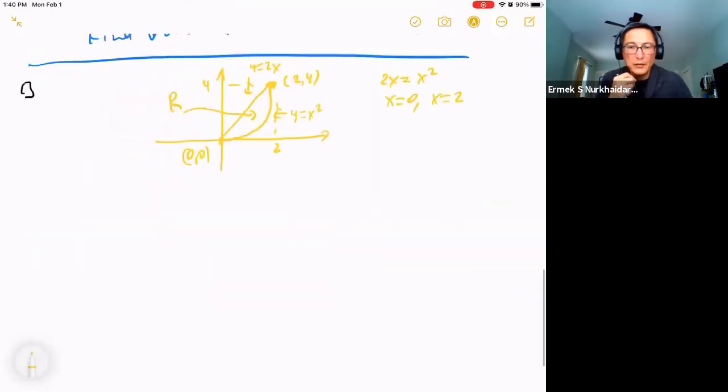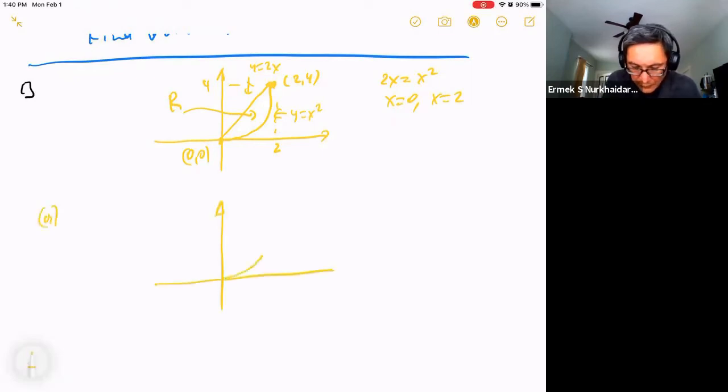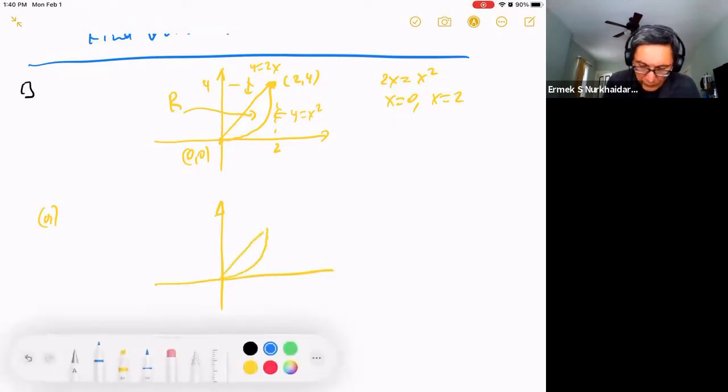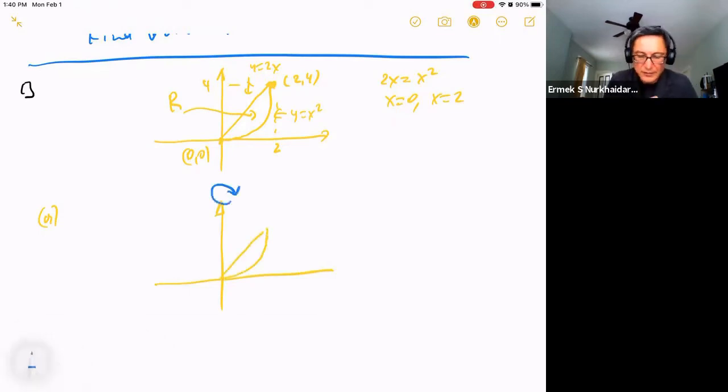Okay. Now let's do rotation. Again, we draw the region. We work on part A now. So we draw the region. Now I will rotate it around the y-axis.